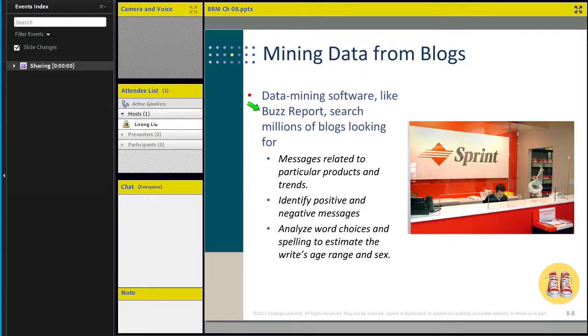They search millions of blogs looking for messages related to particular products and trends, and this will inform companies about the trend in the market. They are also able to identify positive and negative messages based on a few keywords, so that the company would know consumers' opinion about that service and product. Furthermore, they can even analyze word choices and spelling to estimate the writer's age range and sex. And this will enable further analysis to say what kind of people tend to be interested in this type of product.